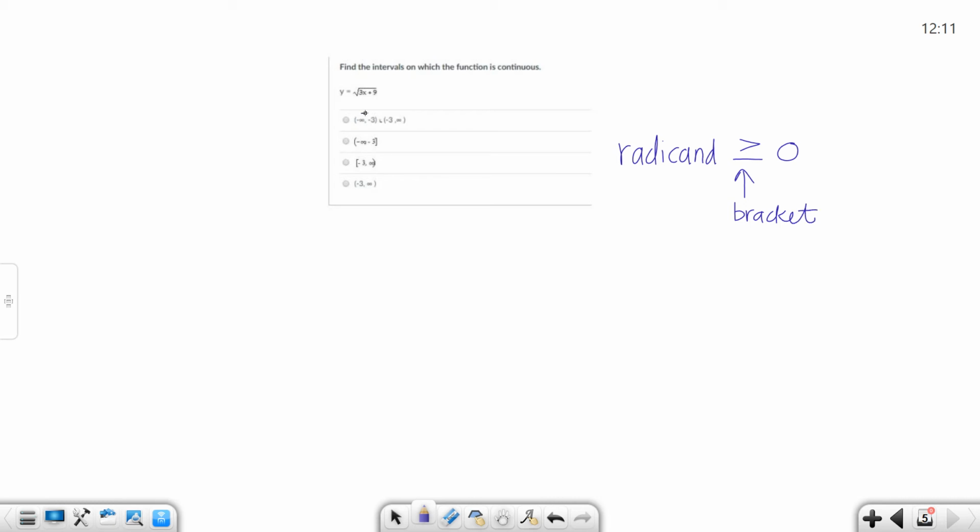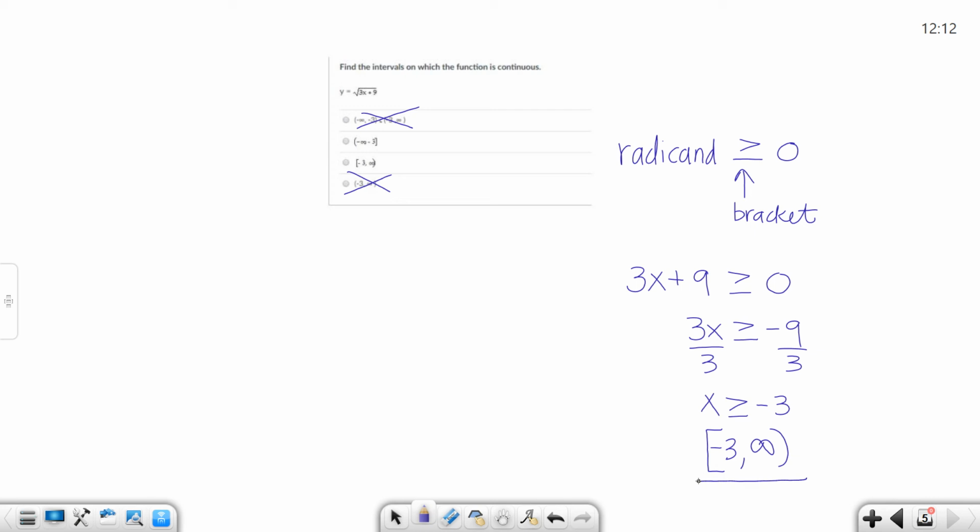Look at our answer choices. This one uses parentheses and this one uses parentheses, so make sure you throw out the one that has parentheses. So solving it out, you take what's under the radical and you want to make sure it's positive. I move the 9 over and 3x would be greater than or equal to negative 9. I'll divide by 3, which is positive, no flipping, and x is greater than or equal to negative 3. In interval notation, that would be from negative 3 to infinity, and that's what my answer would look like. Make sure you pick the one with the bracket.